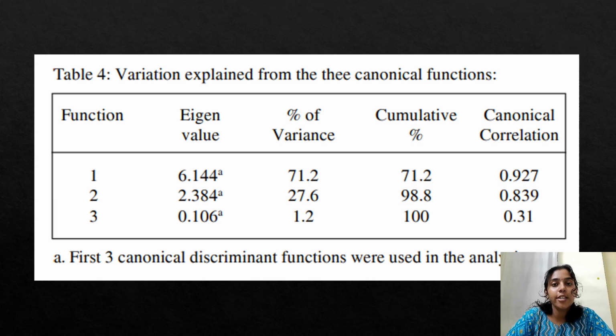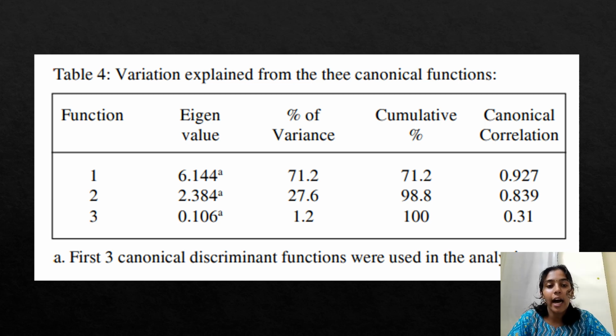Table 4. Variations explained from the canonical functions. We have a total of 4 clusters. So the number of functions is equal to 3, that is 1 less than the number of clusters. We can see the 3 functions, then their eigenvalues, percentage of variance, cumulative percentage, and the canonical correlations.